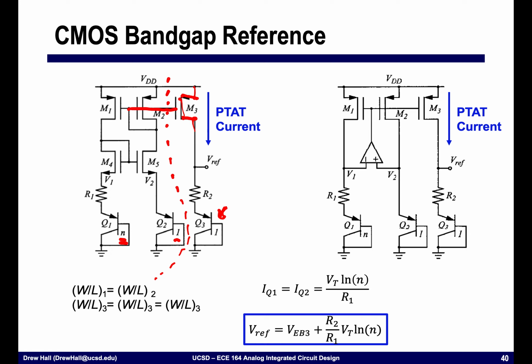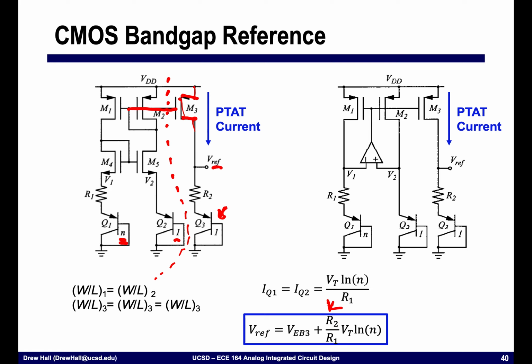And so IQ1 in this example is equal to IQ2 is equal to VT divided by ln of n divided by R. That's what we talked about earlier. And then we said that Vref, this voltage here, is going to be equal to VEB3 of Q3 plus K, this is the K factor, times VT times ln of n, where n is again our ratio between Q1 and Q2. And so this is one way of generating a supply independent voltage.